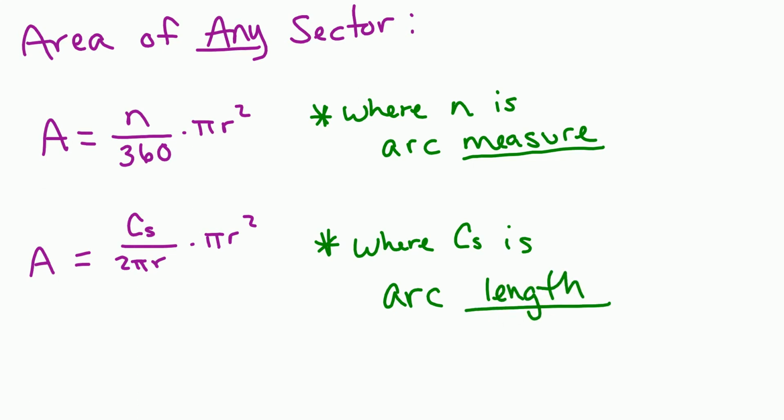I'm not really sure why N and CS are used in these formulas. Maybe the CS has something to do with the circumference. I'm not really sure about that, but I can look it up if you're really that curious. Okay, so depending on whether you're given arc measure or arc length, that will tell you which of the two formulas you need to use. Okay, so let's look at examples.